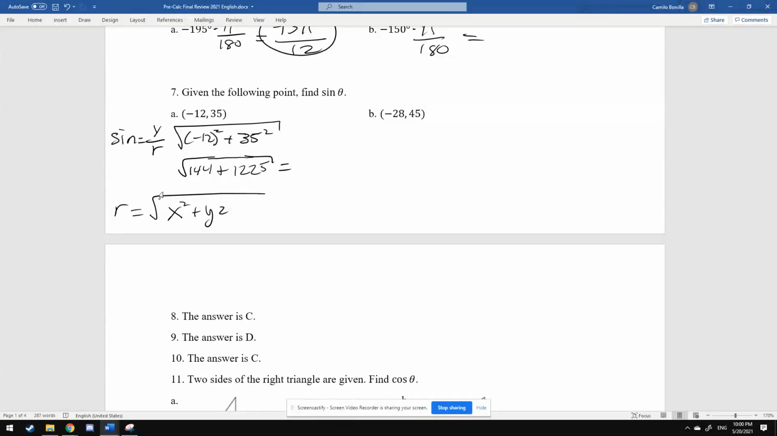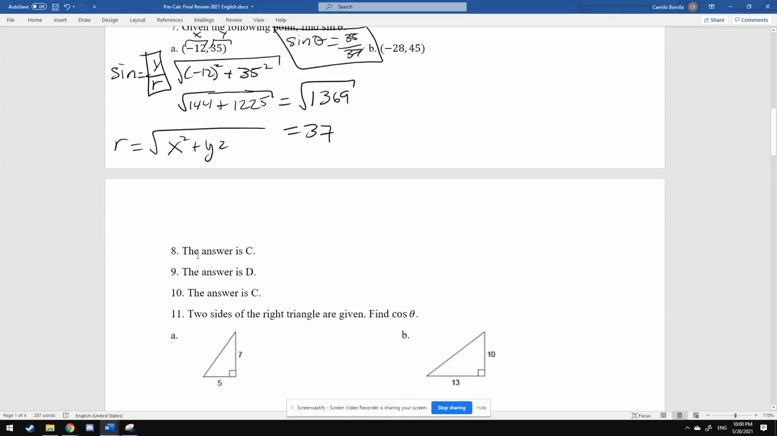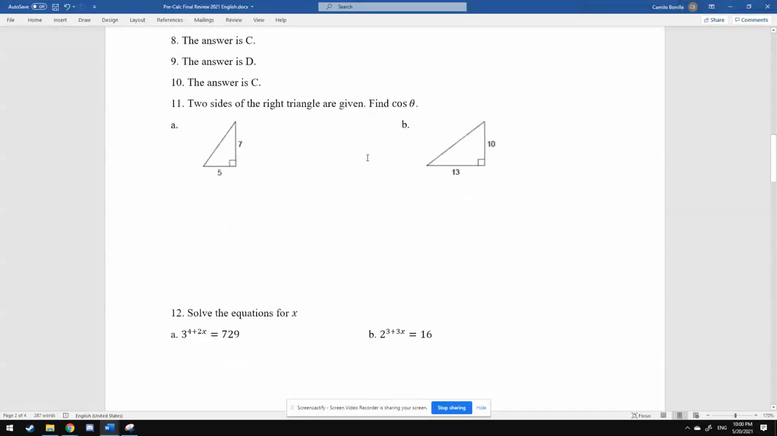So 1,225 plus 144 is 1,369. Take out the square root of that one. Boom, 37. So r is 37. So again, sine is y divided by r. This number is x. This number is y. So sine is 35 divided by 37, and that's it. Okay, you guys try number 7. 8 is C, 9 is D, 10 is C.